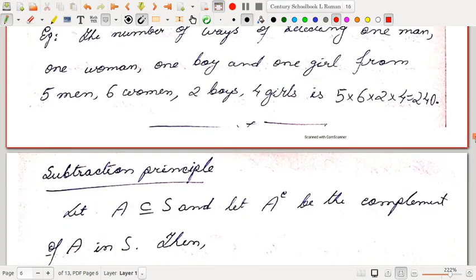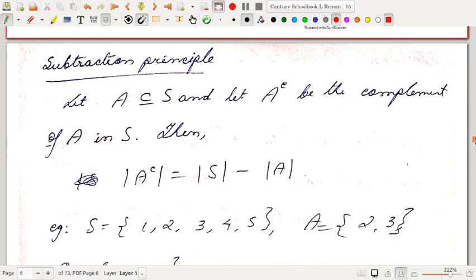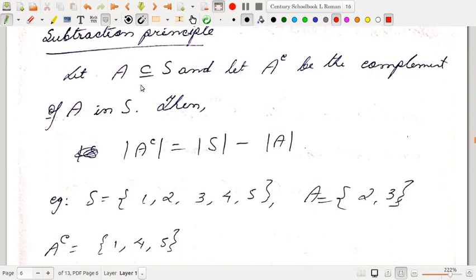Another principle is the subtraction principle, which is quite simple. If A is a subset of S and A complement is the complement of A in S, then the number of elements in the complement is the number of elements in the set minus the number of elements in A.